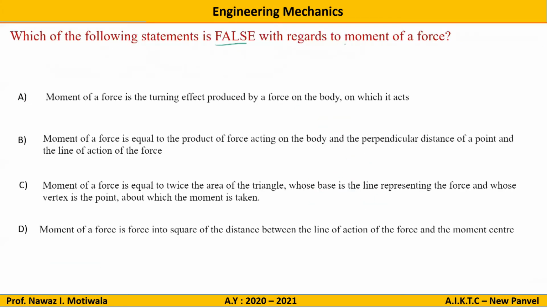Next question: which of the following statements is false with regards to moment of a force? Moment of a force is the turning effect produced on the body on which it acts. That is correct. Moment of a force is equal to the product of force acting on the body and the perpendicular distance. Yes, this is also correct. Moment of a force is equal to twice the area of the triangle whose base is the line representing the force and whose vertex is the point about which moment is taken. This is also a correct statement. Moment of a force is force into the square of the distance between the line of action. This is wrong. It is not the square of the distance. So this statement is false, and the answer will be option D.